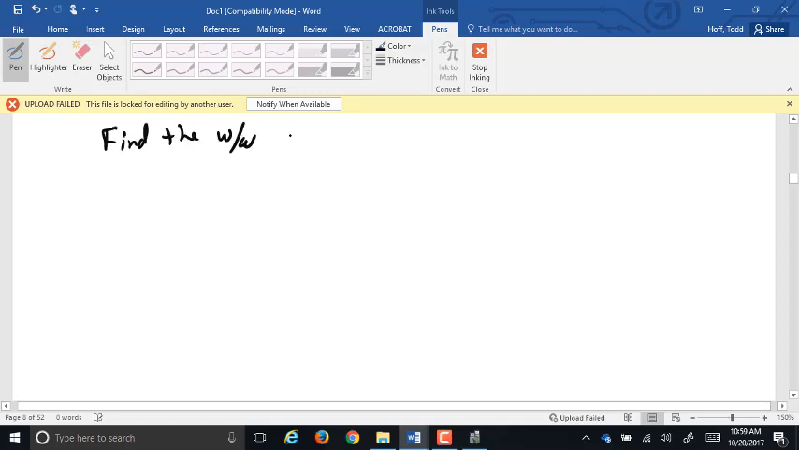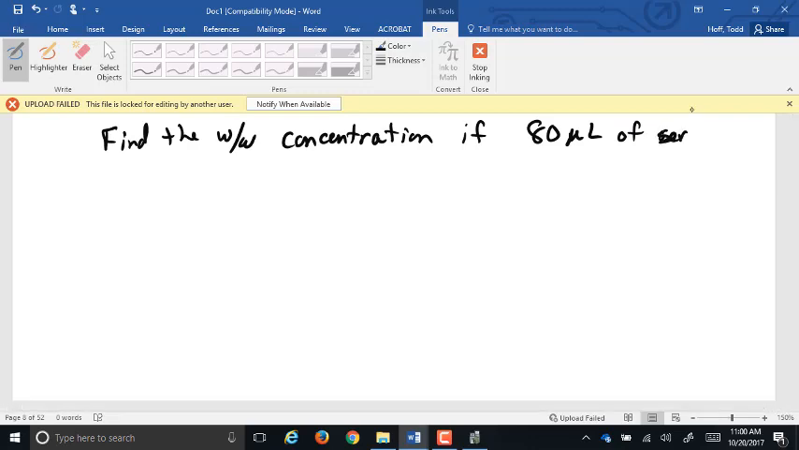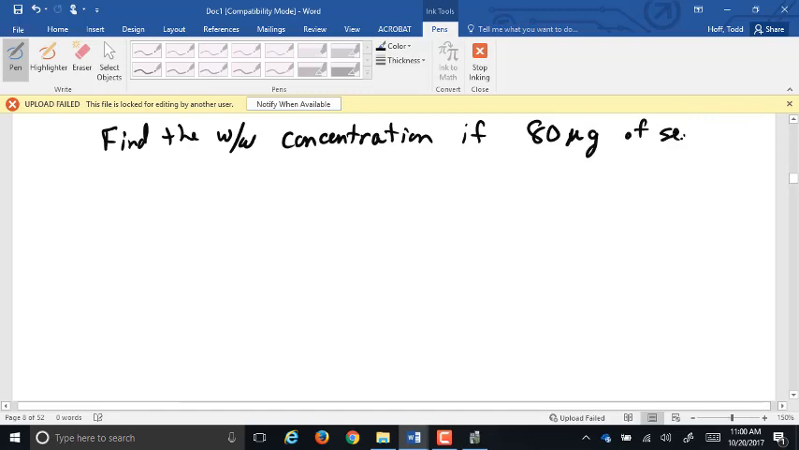Find the weight and weight concentration if 80 microliters, not microliters, micrograms, I should say. 80 micrograms of serum is in a 10 milliliter solution.